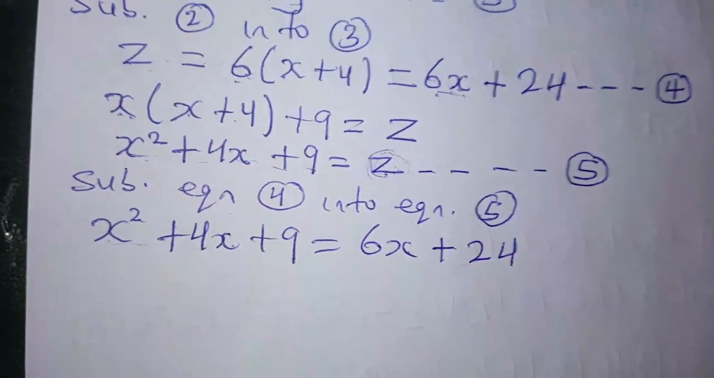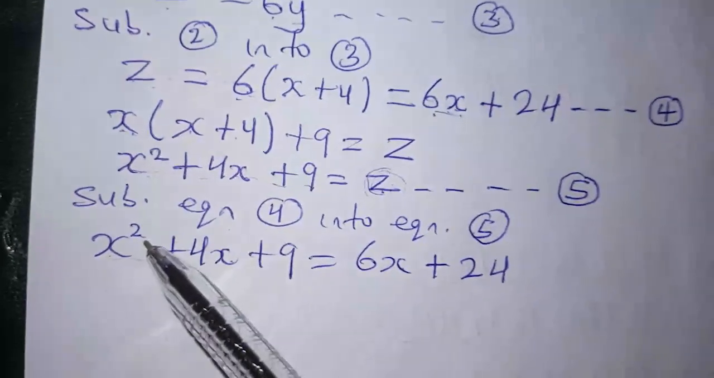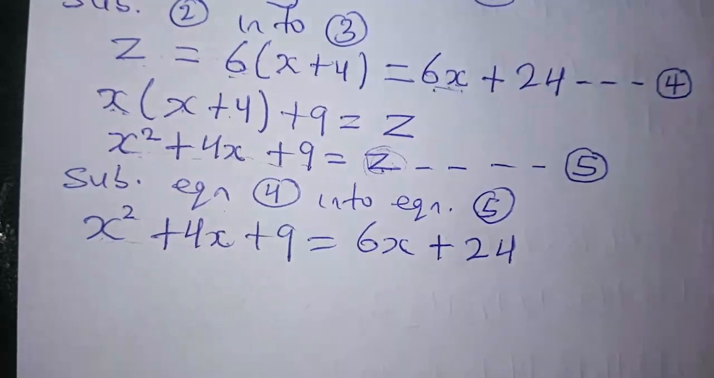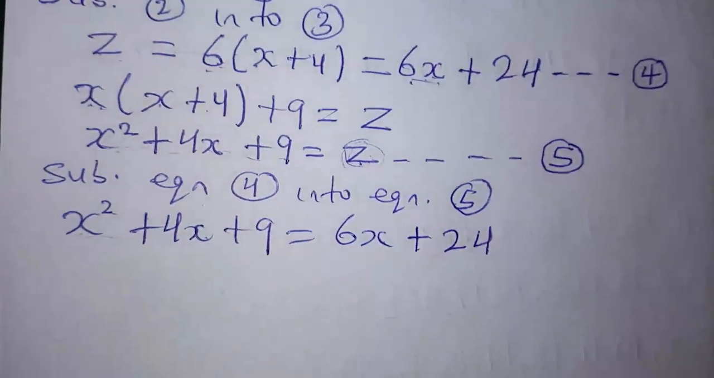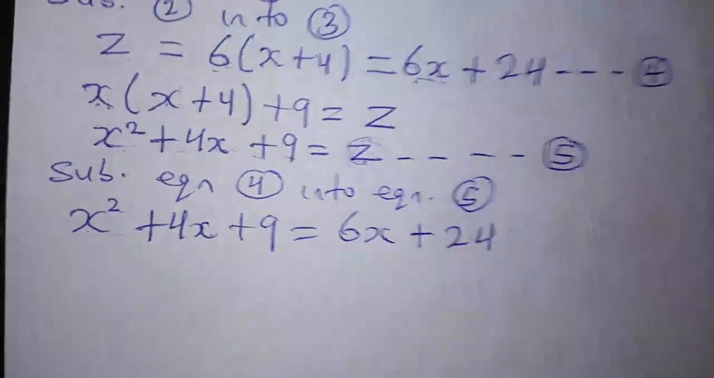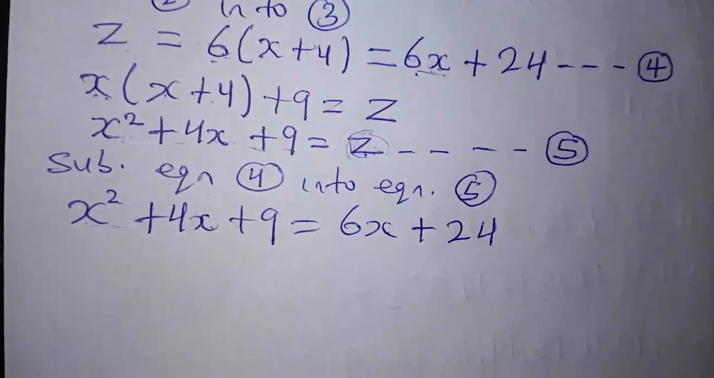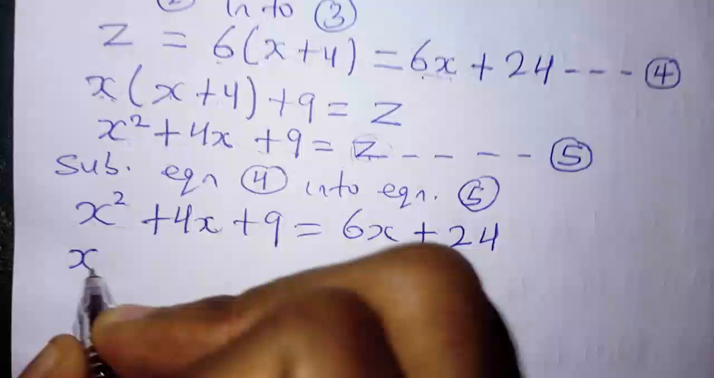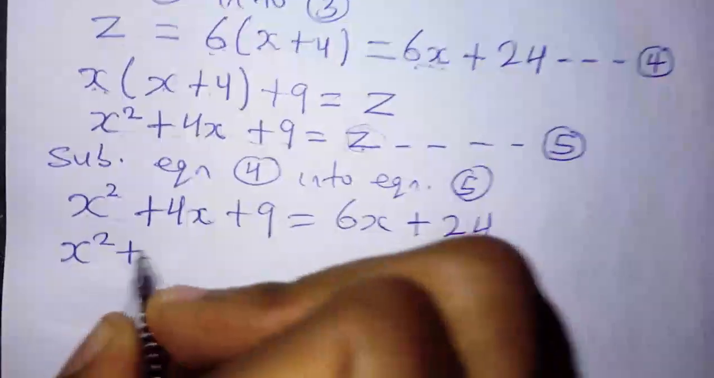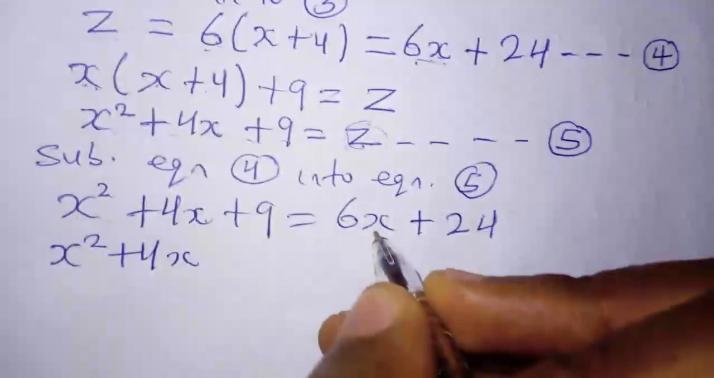And you can see it. This is having the highest power of 2, so it is no longer a linear equation. This is a quadratic equation. Solving a quadratic equation should not be a new thing to you. Okay, let's tidy up the equation first. So this is x squared plus 4x. I can decide to bring this 6x here.